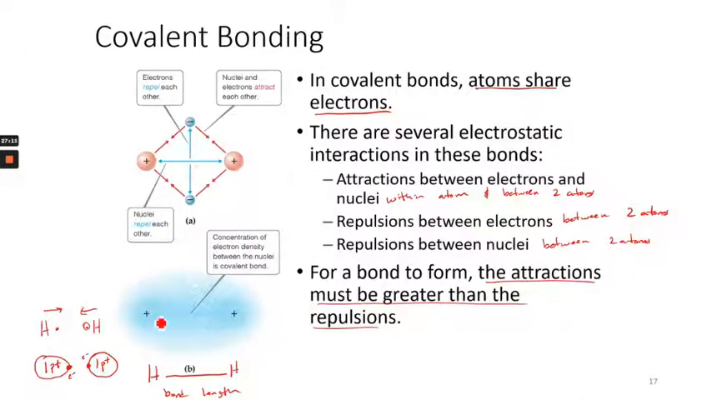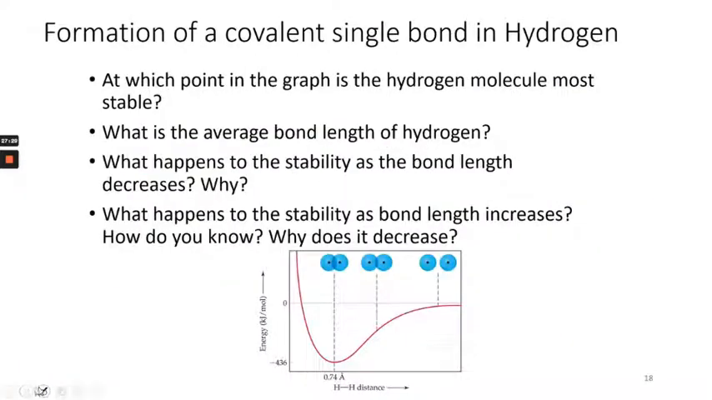So here's a density diagram here, and you see here, there's a concentration of electron density between the nuclei and the covalent bond. So here you have a concentration of the electron density. And so these electrons are attracted to either one of the nuclei. So here's a diagram of a formation of the single bond between hydrogen.